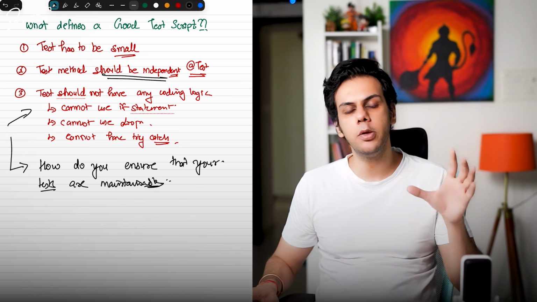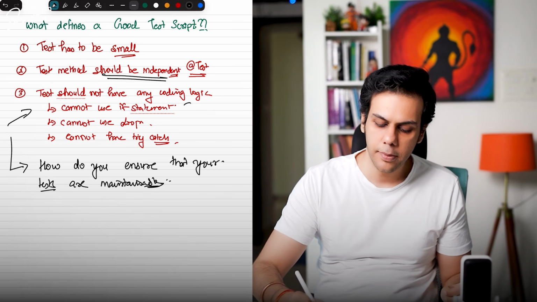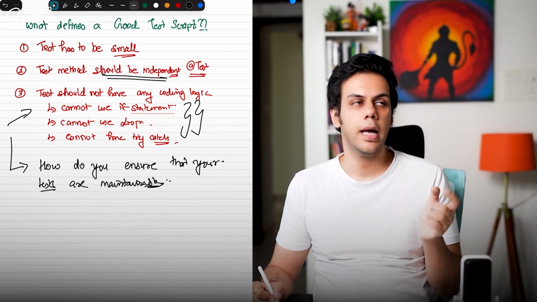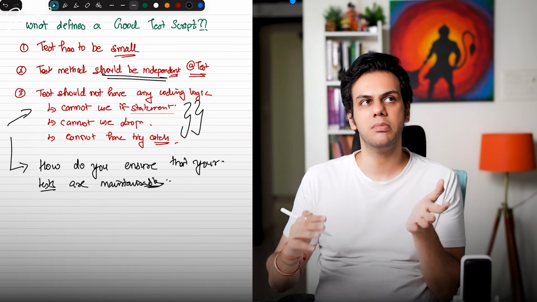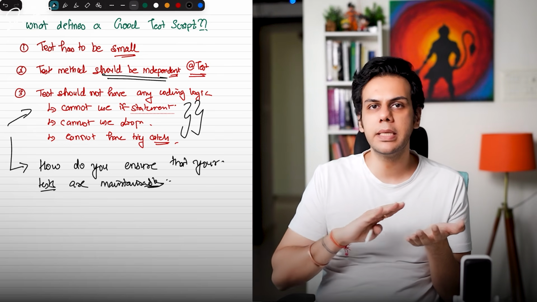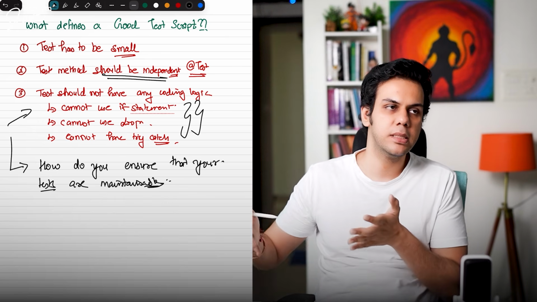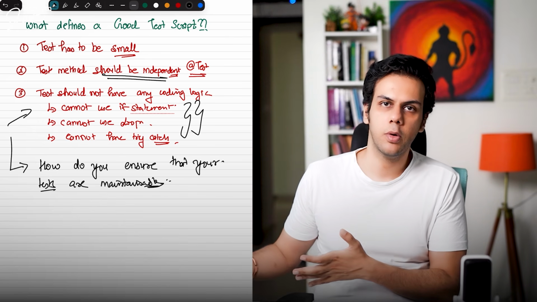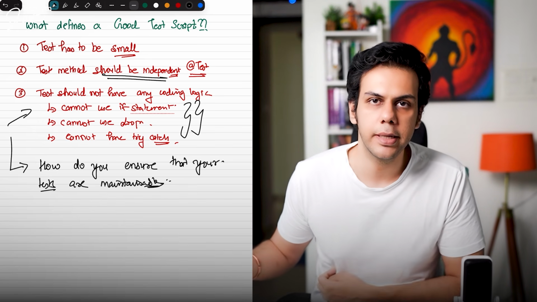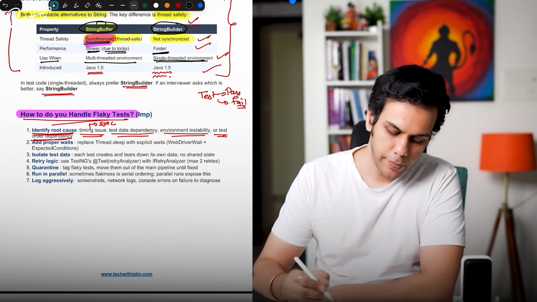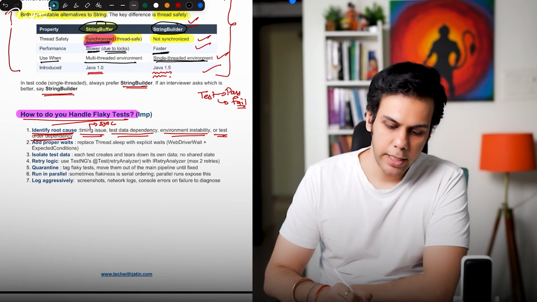Because the moment you add any of these, you are introducing logic. Your test methods should have simple statements. They are just going to have test steps, and these steps technically don't have any logic. These are just statements that need to get executed. Now, the first part is to identify the root cause.